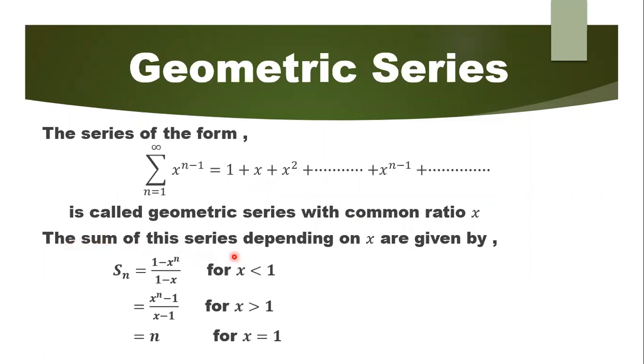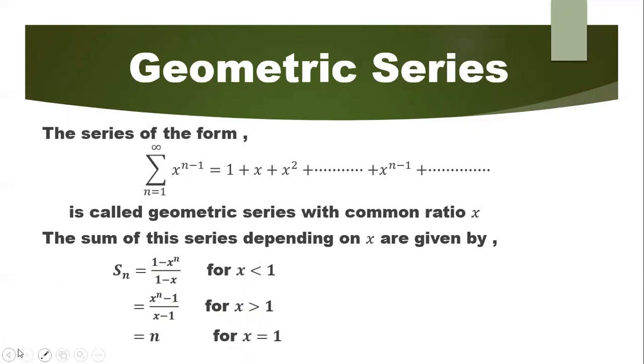Then the sum of the series, depending on x, is given by Sn equal to 1 minus x raised to n upon 1 minus x when x is less than 1, so it will be minus from 1. And for x greater than 1 it will be minus from x, so x raised to n minus 1 upon x minus 1 for x greater than 1. And if x is equal to 1, then the value of Sn, that is the sum of the series, is equal to n.